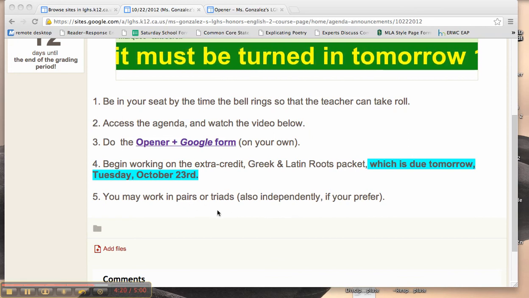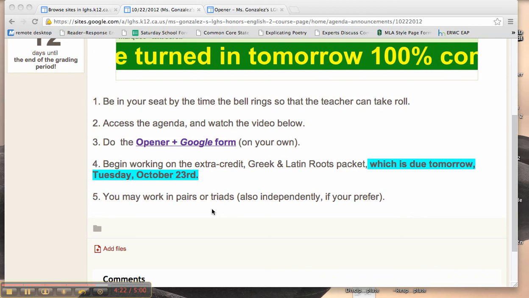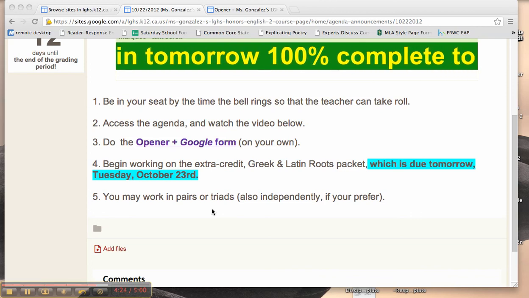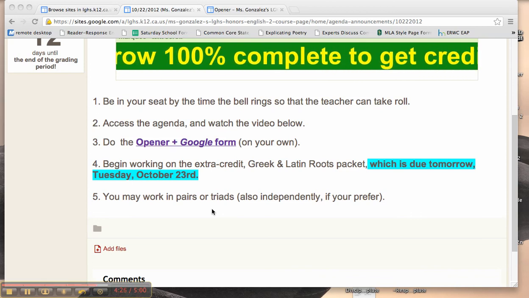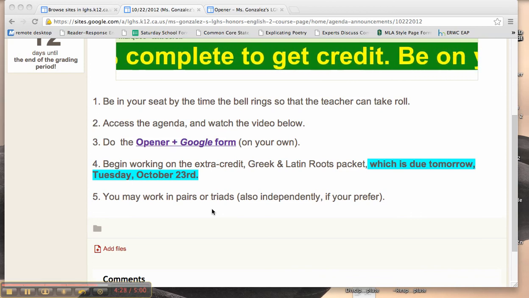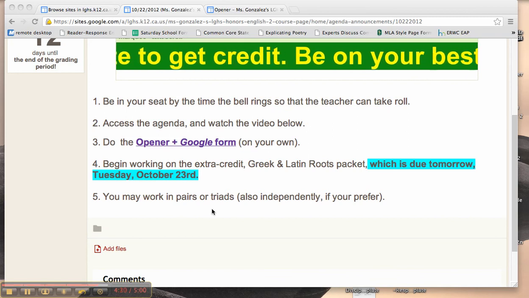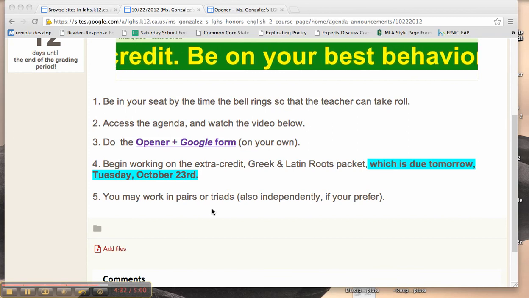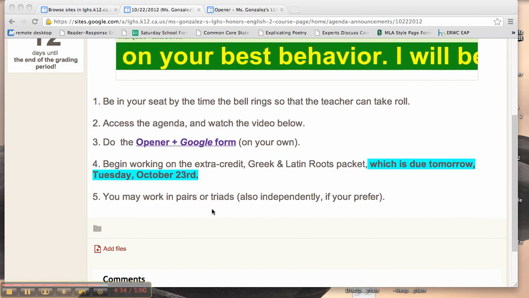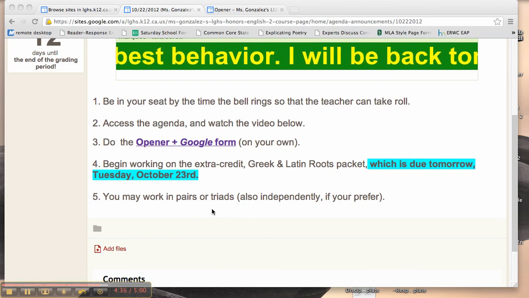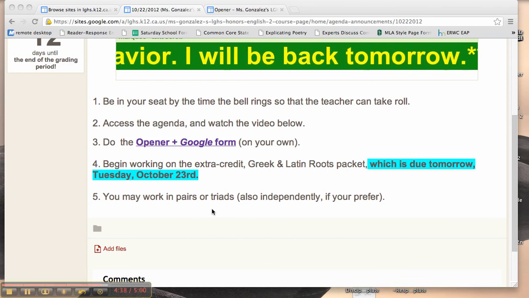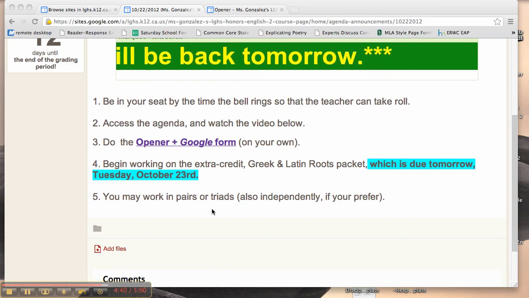If you're going to work in pairs and triads, you're not supposed to have more than 3 people in a group. But you can divvy up the work amongst yourselves. You do this part, I do this part, and you do that part, and then you can share answers so that it all gets done. But again, it's due tomorrow. If even one box, one blank is missing, you get no credit. So make sure you do it all and you bring it tomorrow.